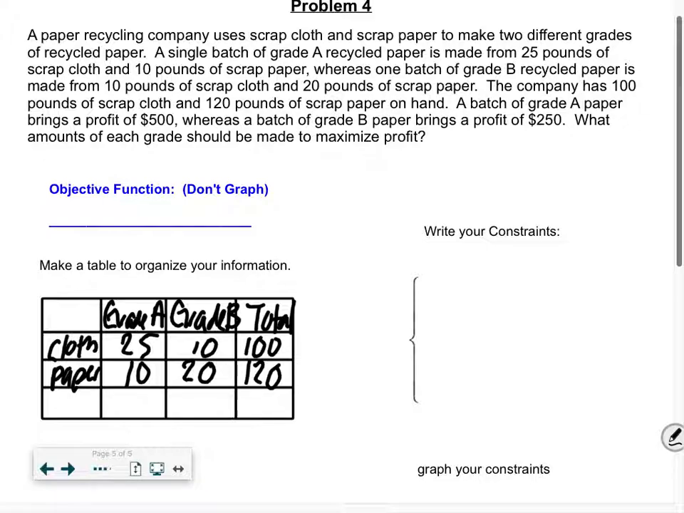Okay, a batch of grade A paper brings a profit. So once I see the word profit, I know my objective function is going to be related to profit. So I got P equals grade A is $500, right? So I got 500. Grade A we'll call X. And grade B is 250, so 250 we'll call that Y.